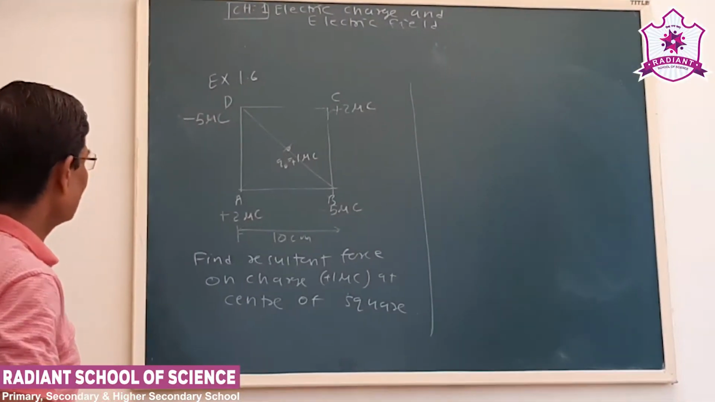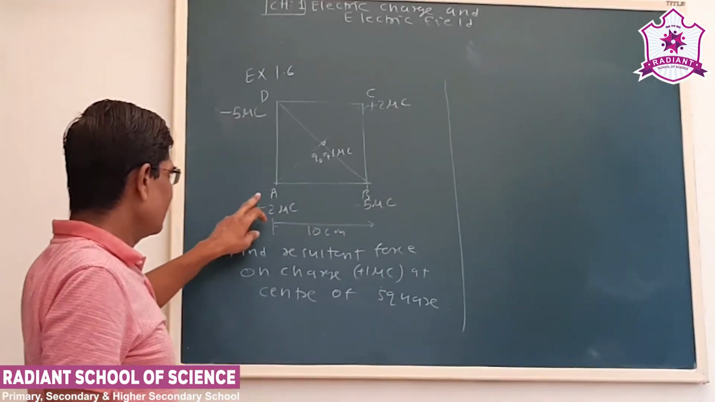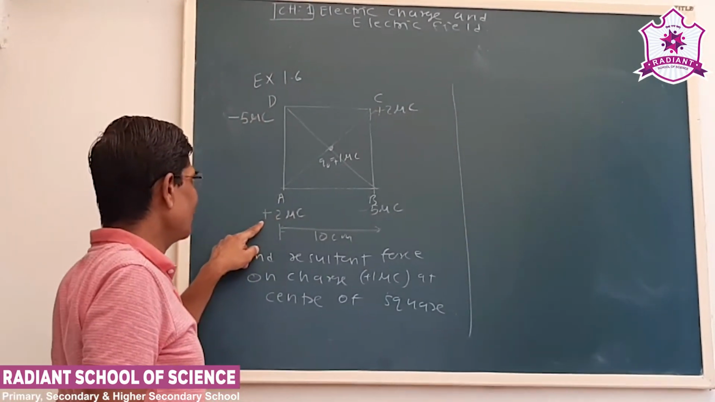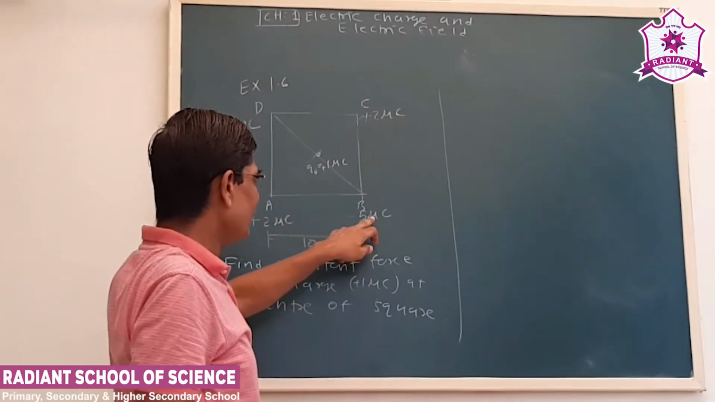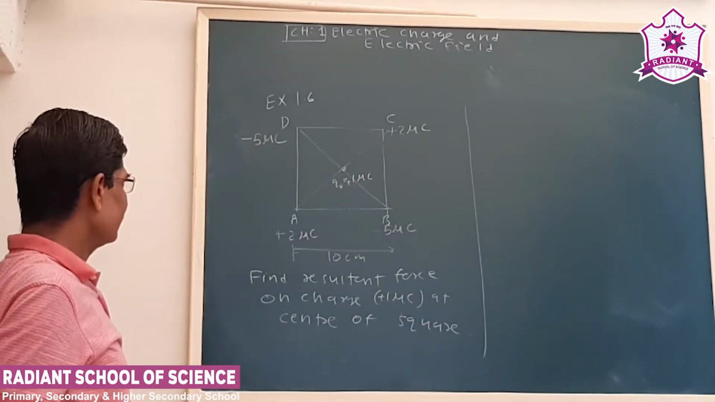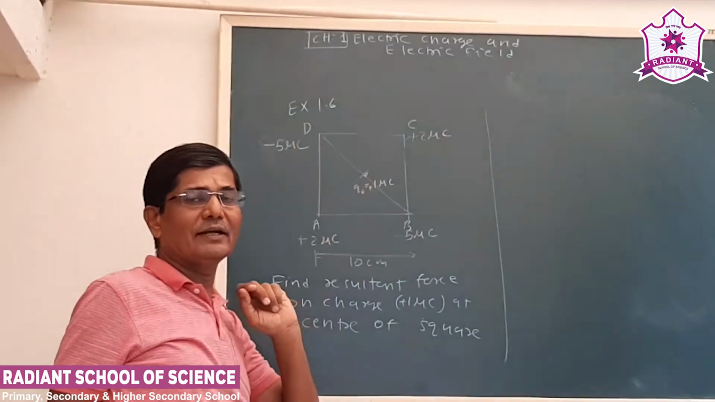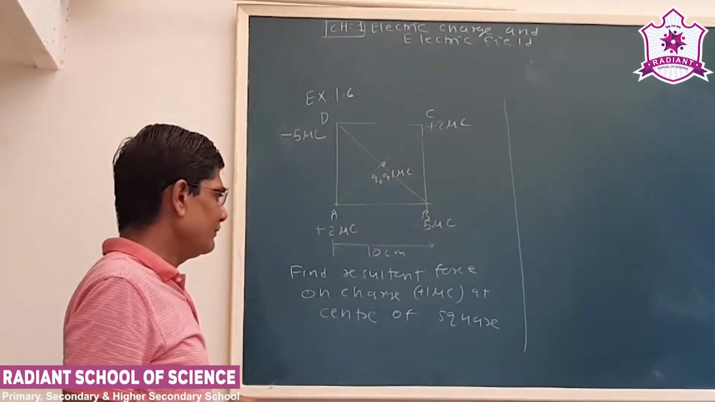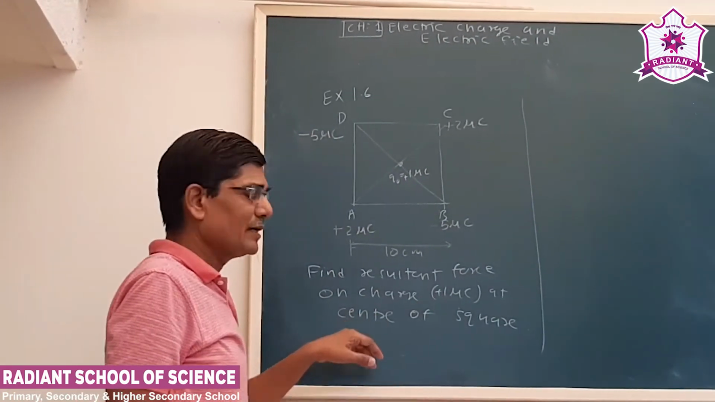Now see the next question, exercise sum number 1.6. See, a square is there, with vertices A, B, C, D. On vertex A, plus 2 microcoulomb charge. Vertex C also plus 2 microcoulomb charge. Vertex B minus 5 microcoulomb charge. Vertex D also has minus 5 microcoulomb charge. Now see the 1 microcoulomb charge, let us say Q0, is at the center. We have to find the force on the 1 microcoulomb charge at the center of the square.